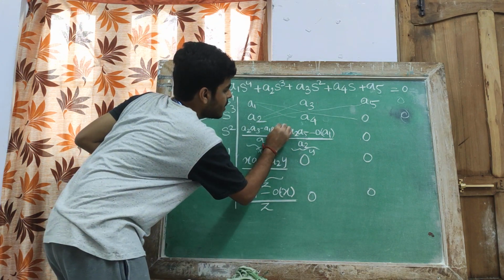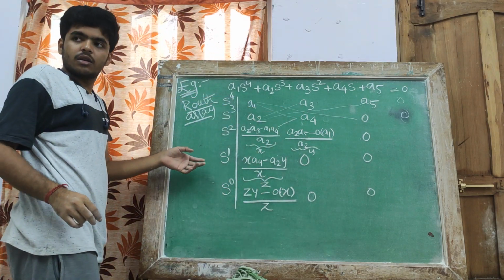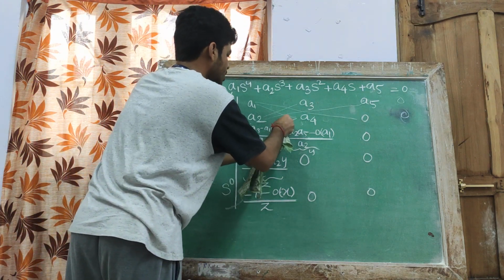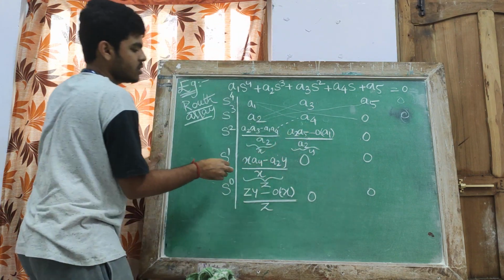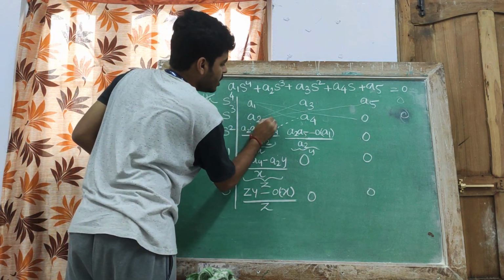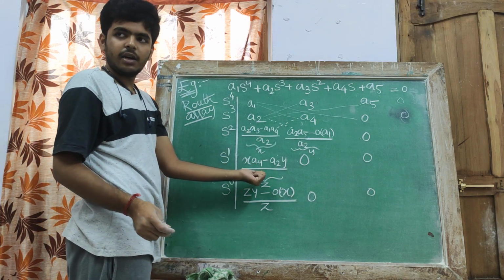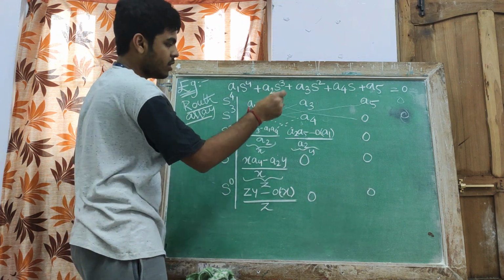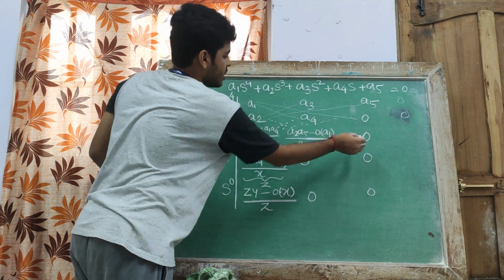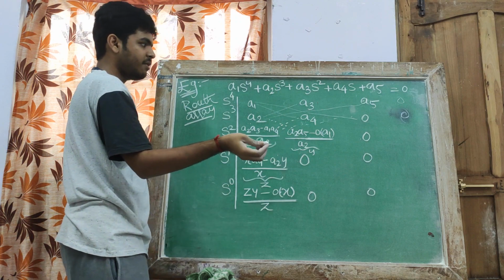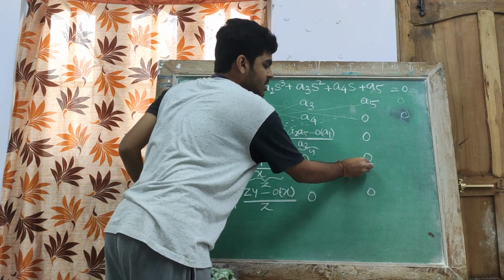So I will be cross multiplying this with this term, x into a4. For this particular term, I will be representing with a dotted line, so you can easily understand. So x into a4 minus a2 into y, and divide it by x only. Then after that, we have to again multiply this particular term with this 0 and this particular term with this 0. So finally we will again be getting a 0. That is the reason we will be writing 0 here, and again 0 here.